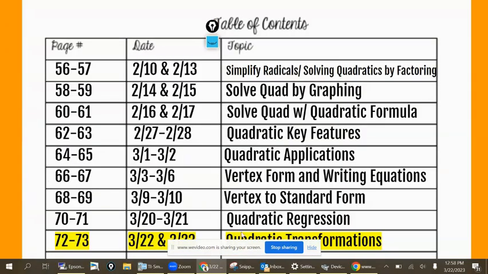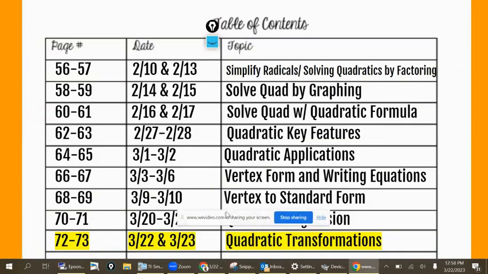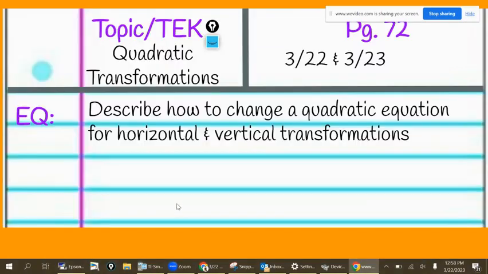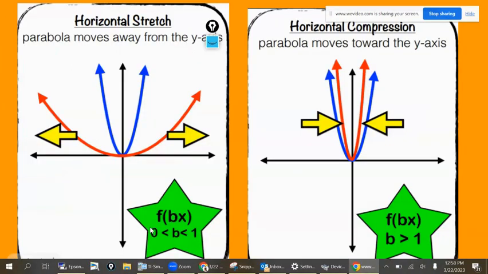Okay, this is what you're going to put on your notes. I'm sorry, my little video thing's in the way. I'll move it. 72, 73, 322, 323, quadratic transformations. Describe how to change a quadratic equation with a horizontal and a vertical transformation. Okay, that's today's essential question.